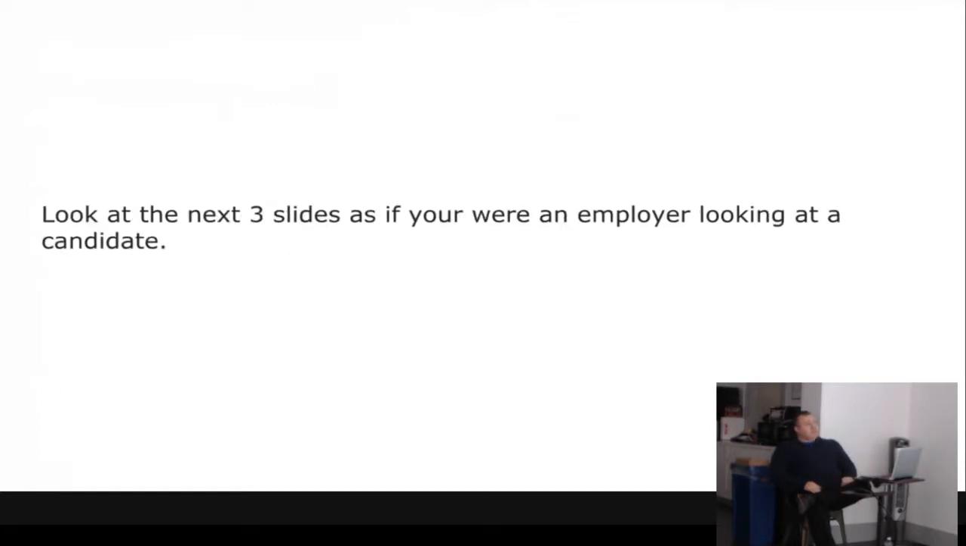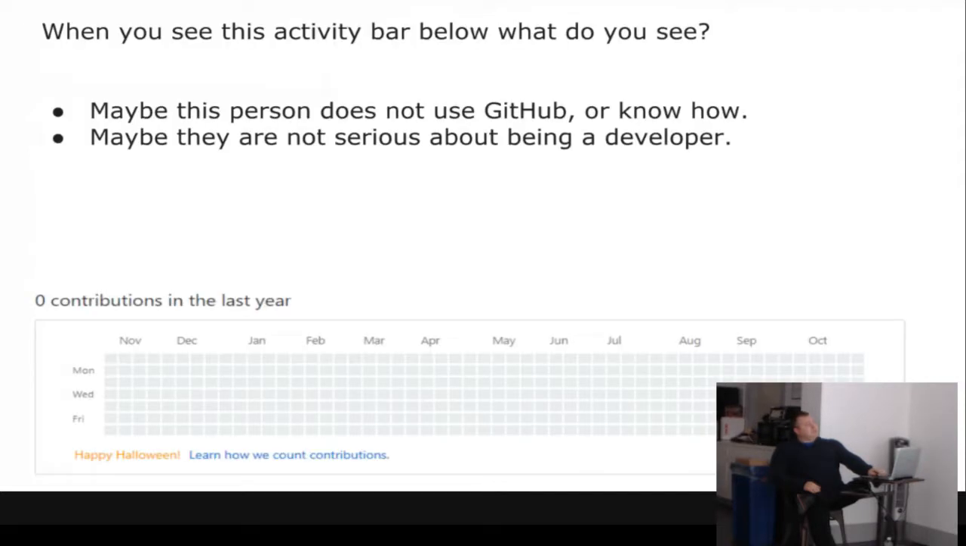So for the next 3 slides we're going to look at, I want you to look at these as if you're an employer looking at them. There are no names on these. So this first one, if we notice here, 0 contributions in the last year, it's all white. When you see this activity bar below, what do you see? If I was an employer looking at this, the questions I might have would be, maybe does this person not use GitHub? Or maybe they don't even know how. Maybe they aren't serious about being a developer because there's zero activity.